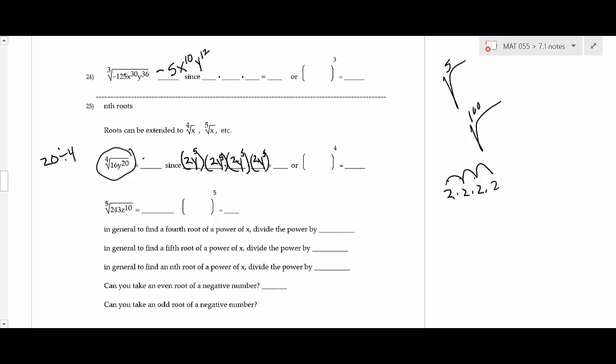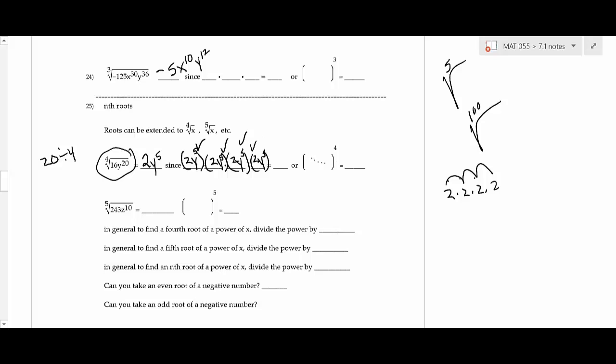Okay, so the answer to this problem is going to be 2y to the 5th like that. Super easy to do, okay? Now, if you check this, notice what happens when you add 5 plus 5 plus 5 plus 5, 4 times? What do you get? You get 20, okay?